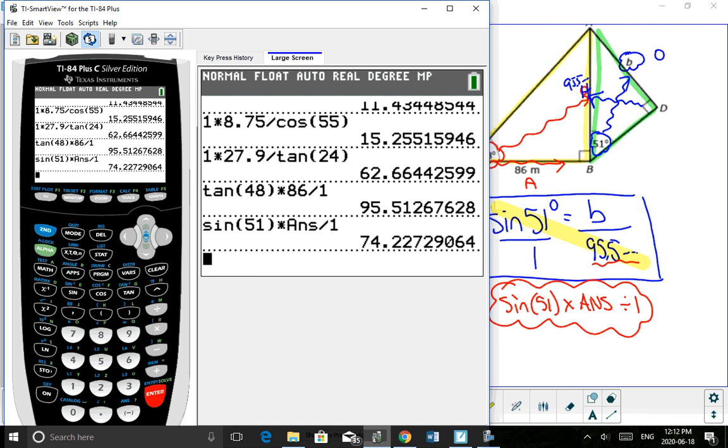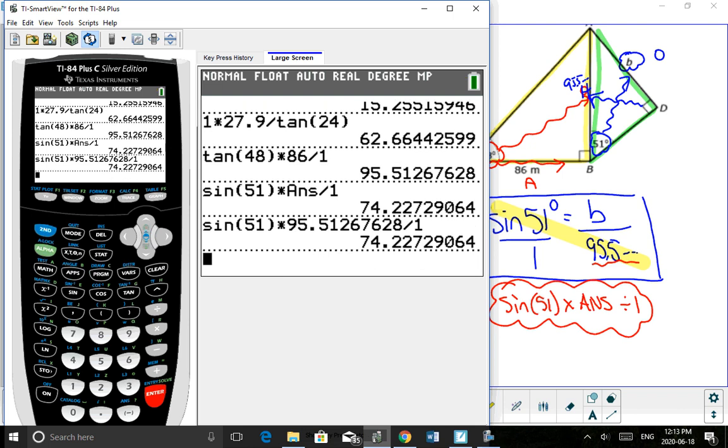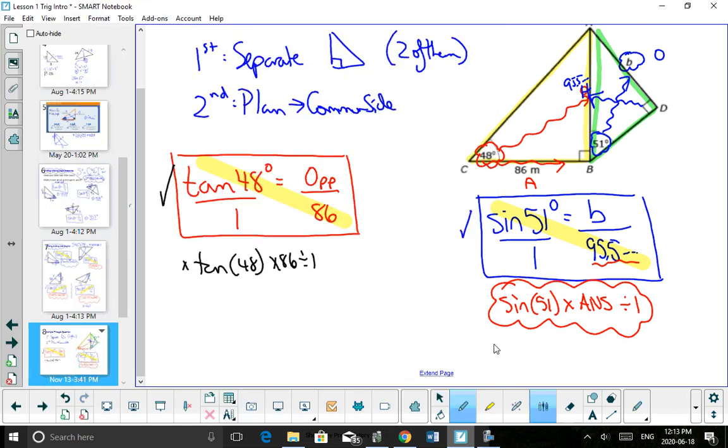Now, if you're running the TI-84, the other option that you can do, and this is for TI-84s only, you can go sine 51 times. Now, instead of using ANS, if you hit your up arrow, you can highlight the answer that you want to use. So if I hit enter, it will put it in there, and it will give me out the same answer, 74.2. Okay, so TI-84s don't have to use the ANS key. They can just hit the up arrow, whereas TI-83s, you have to use the ANS.